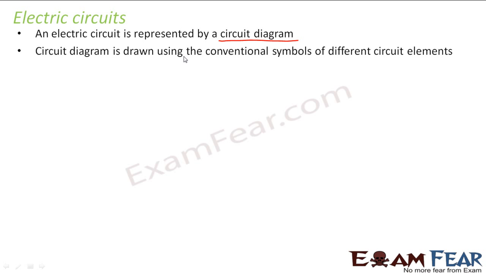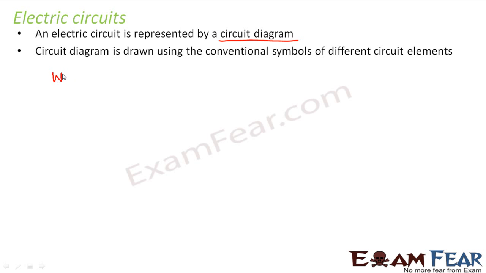A circuit diagram is drawn using the conventional symbols of different circuit elements, because whenever we talk of any electric circuit, that circuit will have several elements, right? It will have resistors, it can have inductors, it will have batteries, wires, a switch, a voltmeter, an ammeter. So there are so many things present in a circuit. How do I represent all those things? There are some conventional symbols which are used for each of the circuit elements. So now I will tell you about all such symbols.